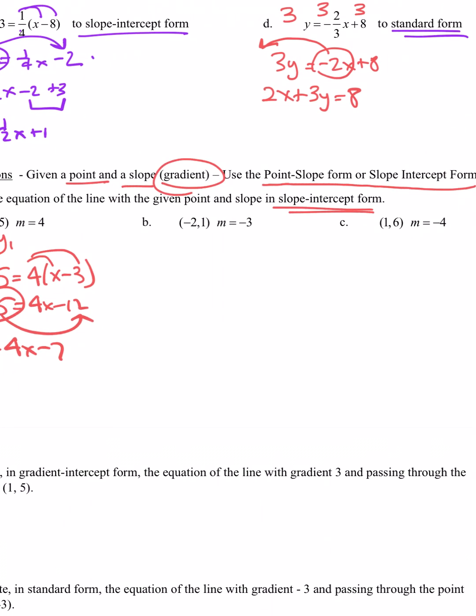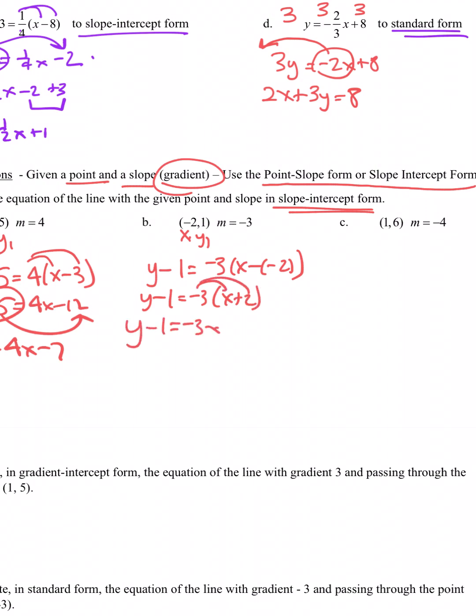Sort of the same situation here. This is my x sub 1, this is my y sub 1. So y minus y sub 1 is equal to m times x minus x sub 1. Kind of a lot of negatives to deal with here. Distributing gives me -3x minus 6. And then I got to move that -1 to the other side.